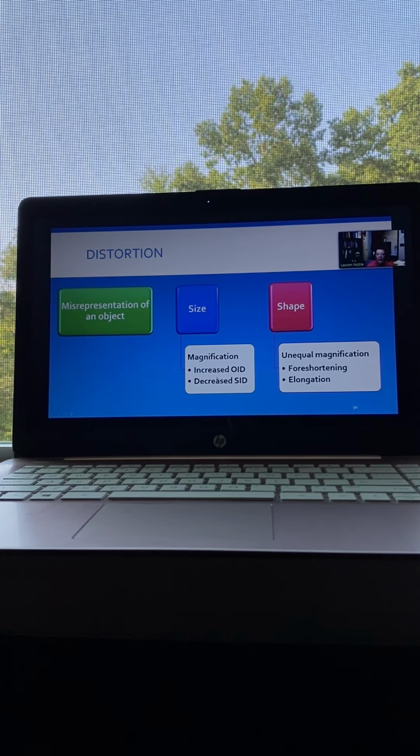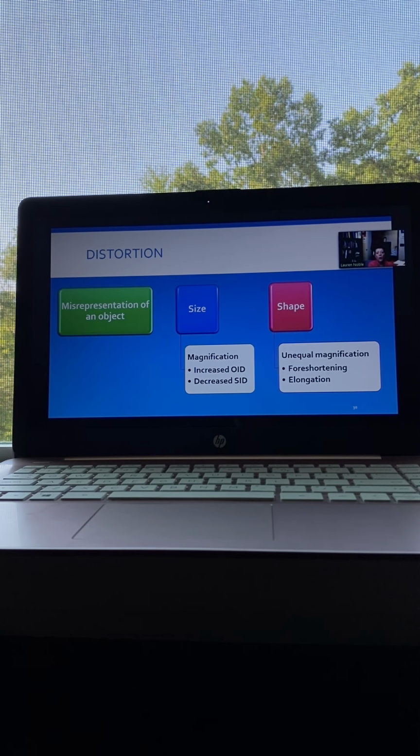We'll talk more about that. For purposes of your final exam, I'm not going to get into this, but if you're asked about distortion, know that it means there's a misrepresentation of the object. So, for example, the size could be inaccurate. The other thing that could be inaccurate would be the shape. And we've got something called foreshortening and elongation. We'll talk more about that. But basically, we end up with unequal magnification, so the shape gets distorted. A structure can either look too long, or it can look like it's scrunched together. It could look too short.